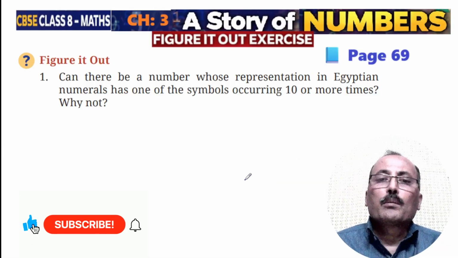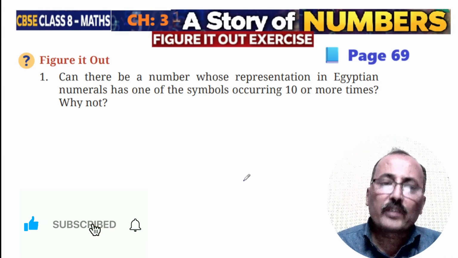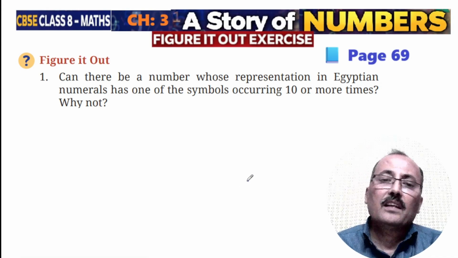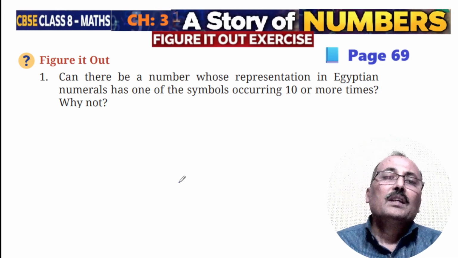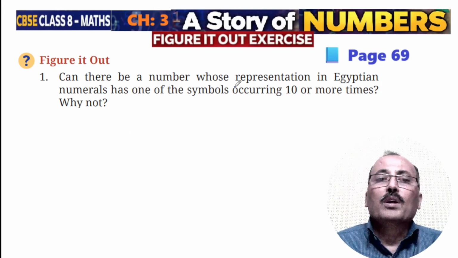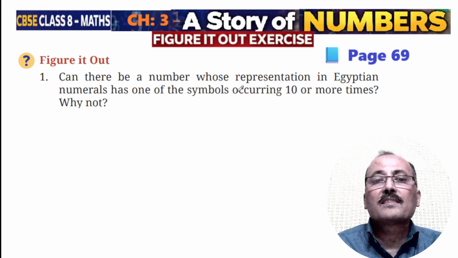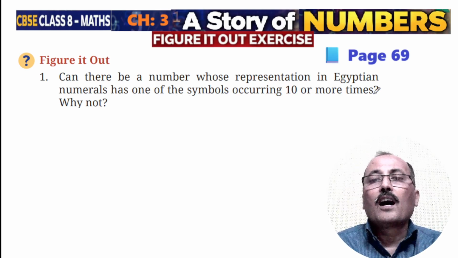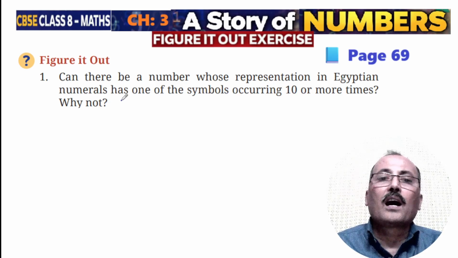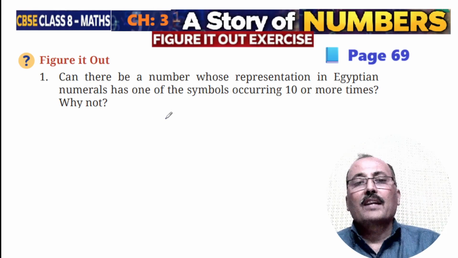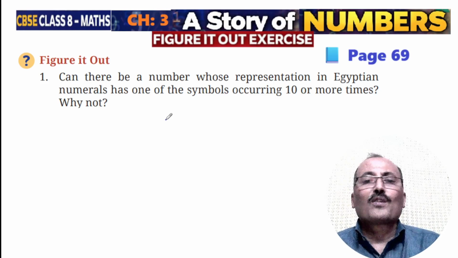This is question number 1 from the figure-it-out exercise, located on page number 69 of your new book. Can there be a number whose representation in Egyptian numerals has one of the symbols occurring 10 or more times? Why or why not? If it is yes, you have to write why. If it is no also, you have to write why.